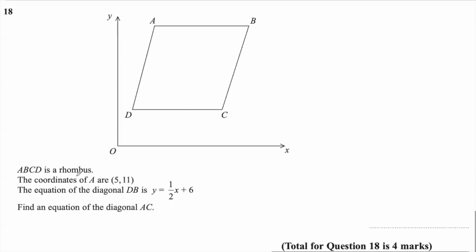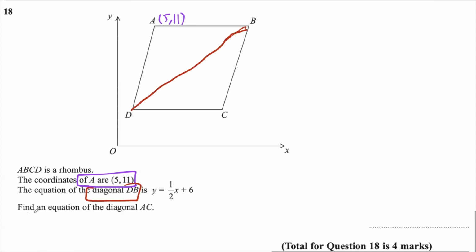ABCD is a rhombus. The coordinates of A are 5 and 11. So the coordinates of A are 5 and 11 right here. The equation of the diagonal DB is y equals 1/2 x plus c. Let's draw the diagonal DB, and it's going to be this line right here.